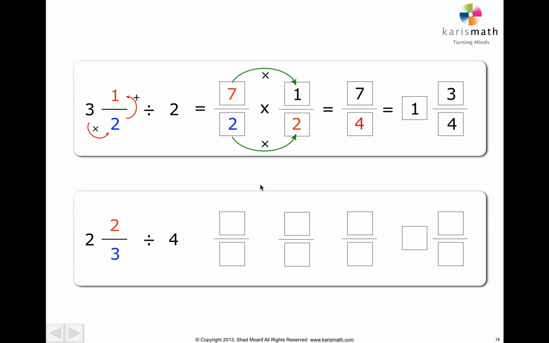What will you do here? Right, break this all into thirds. 2 and 2/3 make how many thirds? What's your answer? Very good, 8/3. So we'll write 8/3 there. And divided by 4 would become what? Multiplied by 1/4. Excellent. Now we multiply across. What do we get?